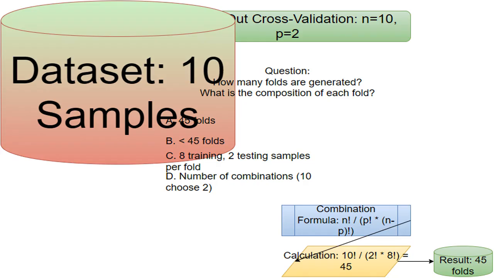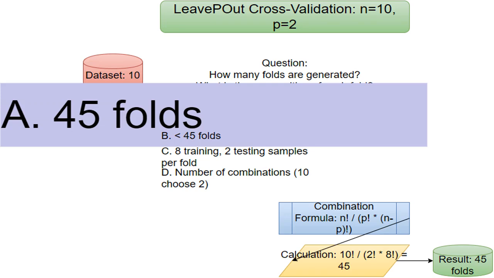This tells us the size of the dataset. We have a total of 10 data points to work with for training and testing our machine learning model. This is one possible answer to the question of how many training testing sets are created using the LeavePOut method with the given parameters. A fold represents one iteration of training and testing the model.